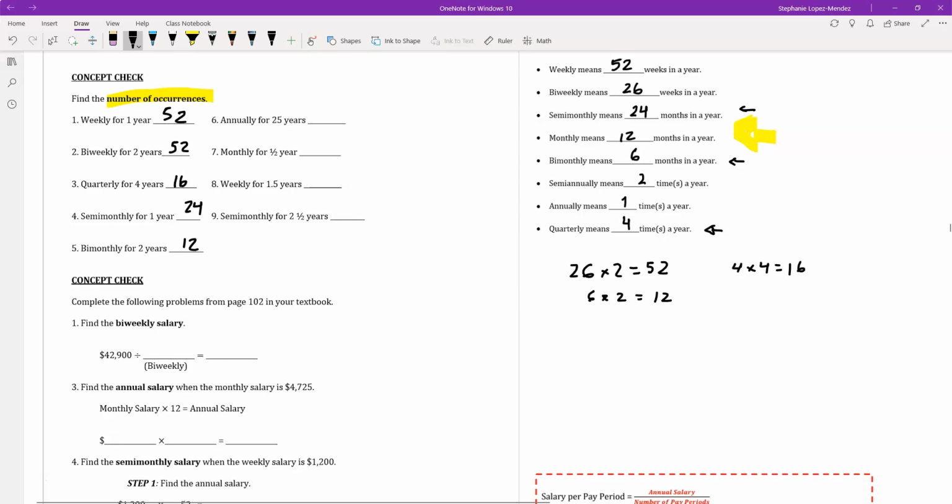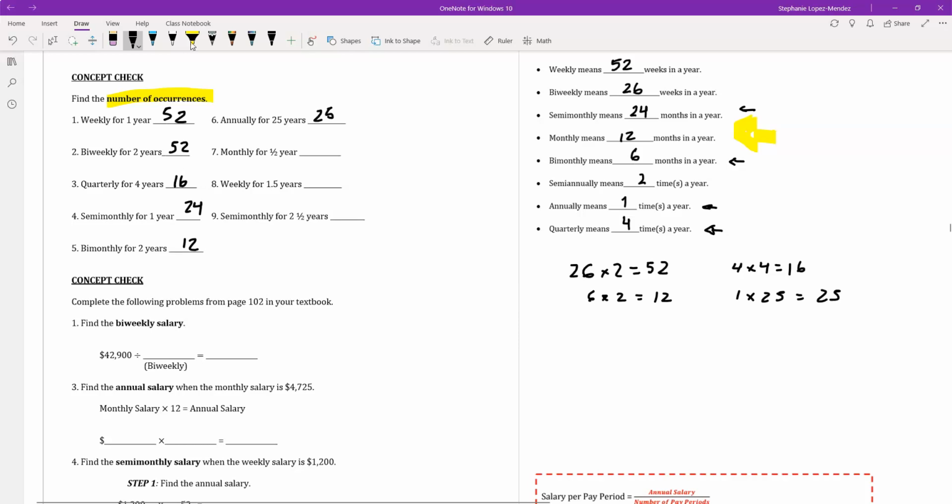Number 6 says annually for 25 years. Annually, according to my table, says that only once every year you get paid. So I just simply multiply 1 times 25 years. That is 25. So my answer here is 25.